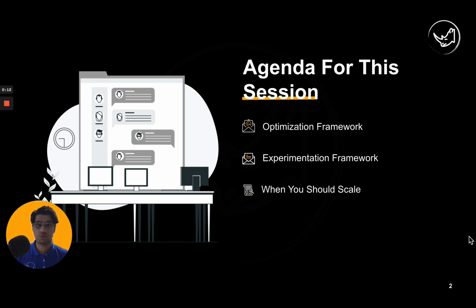So in this session, what we want to do is talk very briefly about what an optimization framework looks like and what an experimentation framework looks like. This will help you understand how to interpret the data you're receiving on some of your campaigns. And lastly, we want to identify the right parameters to scale your initial outreach efforts. All right, let's dive in.